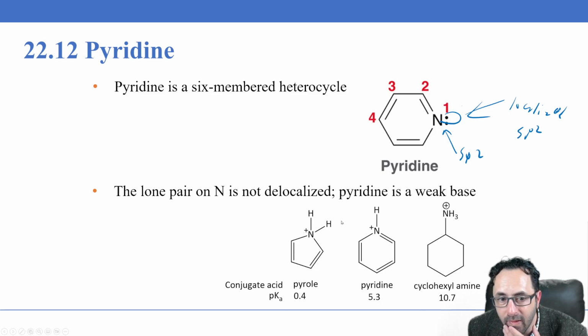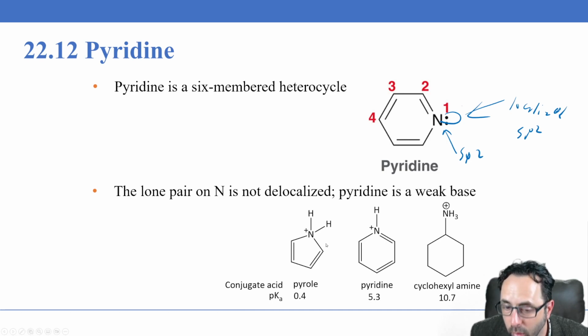The result is that the lone pair on the nitrogen of pyridine can behave as a base. So note that in behaving as a base here, it's going to be grabbing a proton, right? So when it comes to pyridine here, the protonated pyridine has a pKa of 5.3, in the middle of the range here, compared to cyclohexylamine, which has a pKa of 10.7. Remember, the lower the pKa, the more acidic it is. So the more acidic it is, the less basic is the conjugate base.